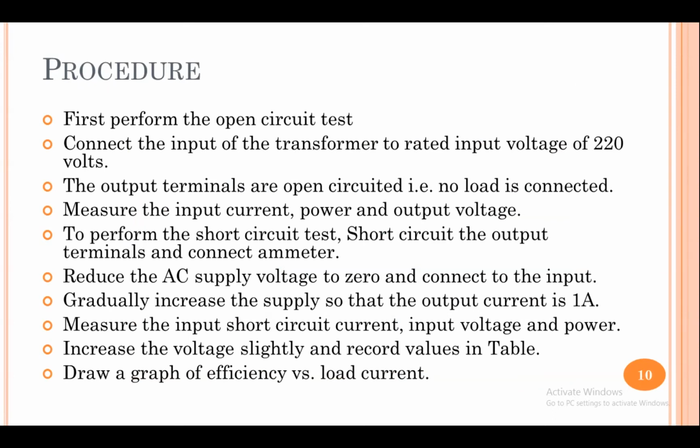The procedure, I will just give you the bullets here. First of all, we'll perform the open circuit test, and we will connect the rated voltage of 220, and then the output terminals will be open circuited, and we will measure the input current, power, and output voltage. On the other hand, for the short circuit test, we will short circuit the output terminals of the high voltage side, reduce the voltage supply to 0, and then gradually increase it so that we can get a maximum of 1 ampere on the high voltage side and 5 amperes on the low voltage side, and then we will record the values and find the efficiency versus load current.